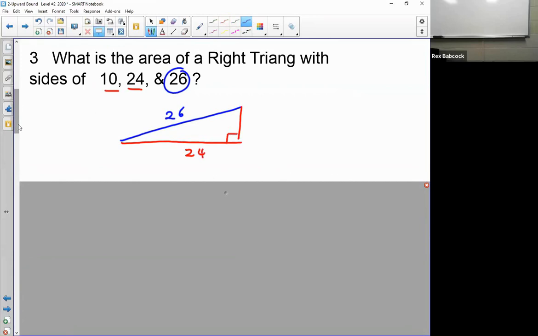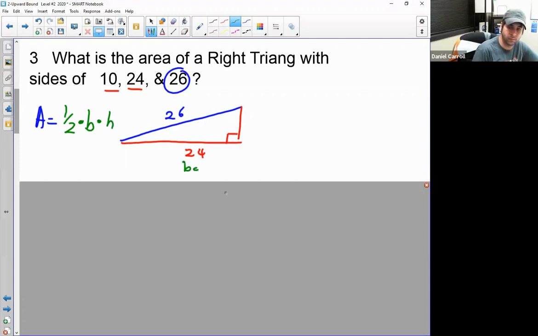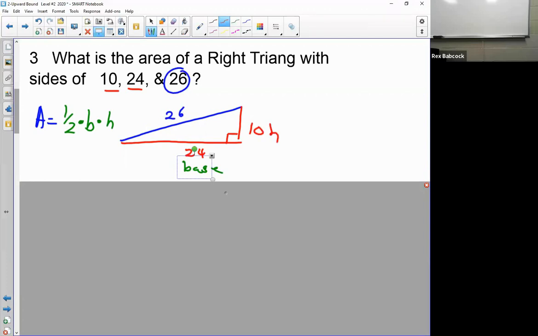Well, if you remember from grade school and middle school, the area of a triangle equals 1/2 base times height. This is the base, and 10 is the height. So I'd put those numbers in. I'd say 1/2, 24 times 10. Half of 24 is 12. 12 times 10 is 120 units squared.